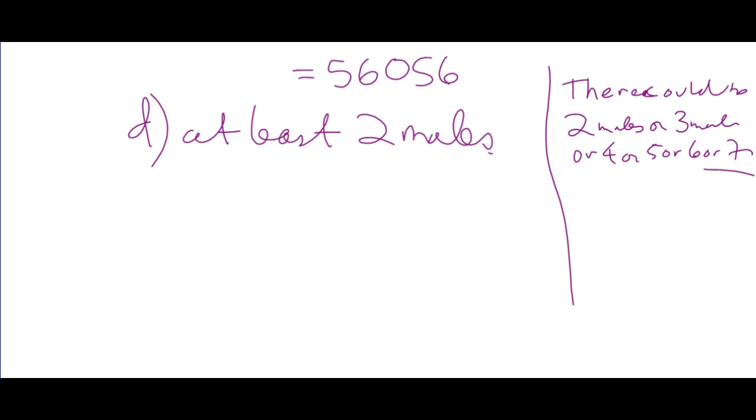What does or mean? You add. Okay, but wait a sec. That means I have to do 2 males and 5 females, plus 3 males and 4 females, plus, okay, that's too much work. So, if I have at least 2 males, what don't I have? You don't have 0 males or 1 male.